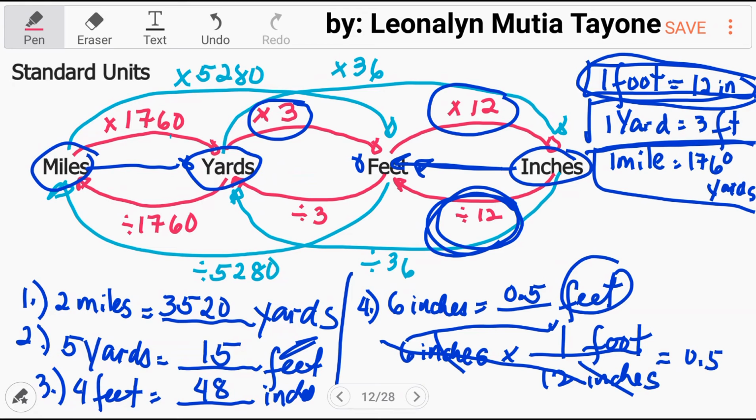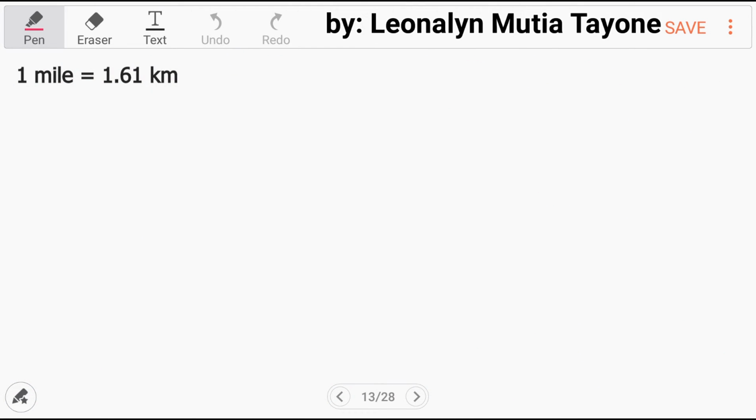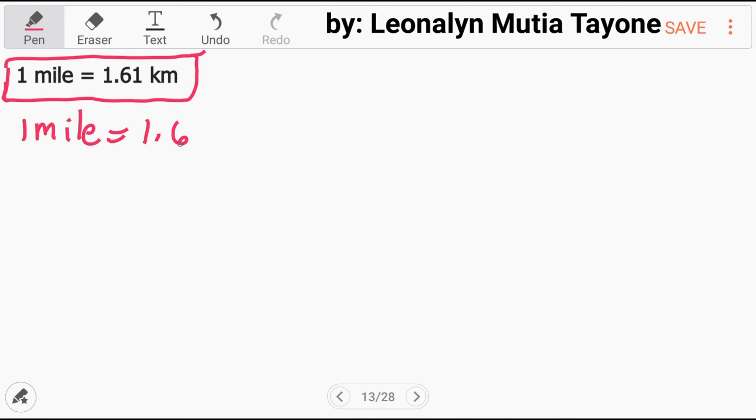Kaya huwag niyong kalimutan yung pinaka-basic na mga order of operations, kung paano i-solve yung mga fractions. Huwag niyong kalimutan yan. Now, dito na tayo sa what if mag-convert na tayo from standard to metric units and vice versa. Dito naman, kahit isa lang ang i-memorize mo: 1 mile is equals to 1.61 kilometers. Depende yan kung ang given mismo ay 1 mile is equals to 1.6 o 1.09. Depende yan kung anong given.